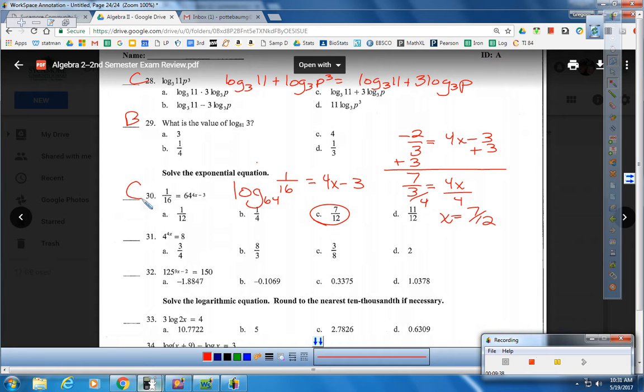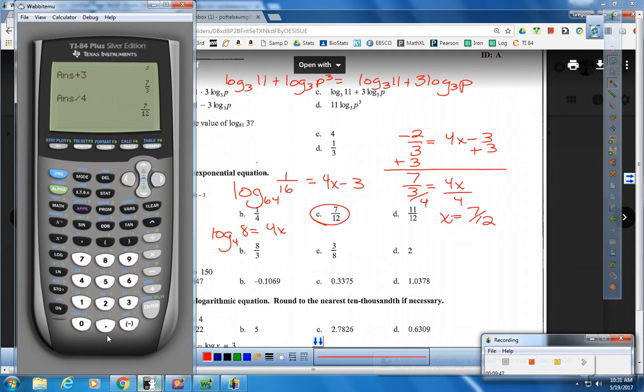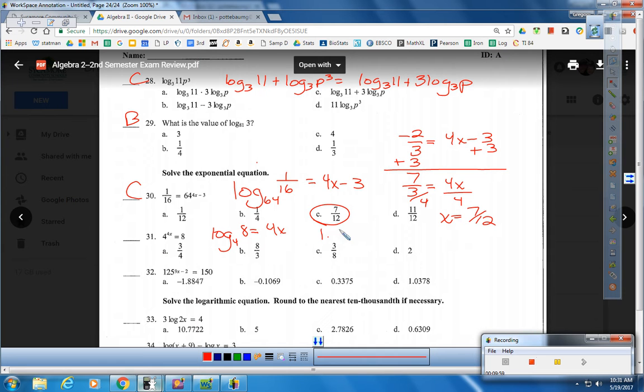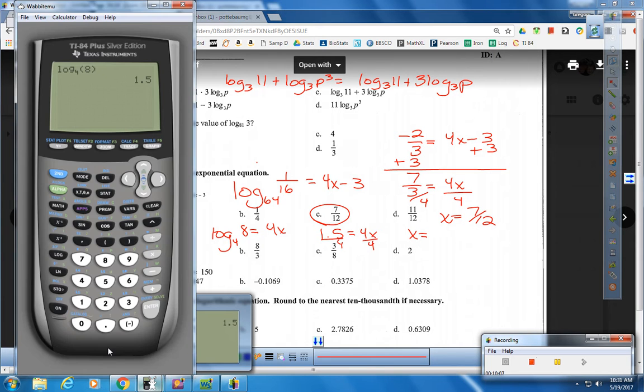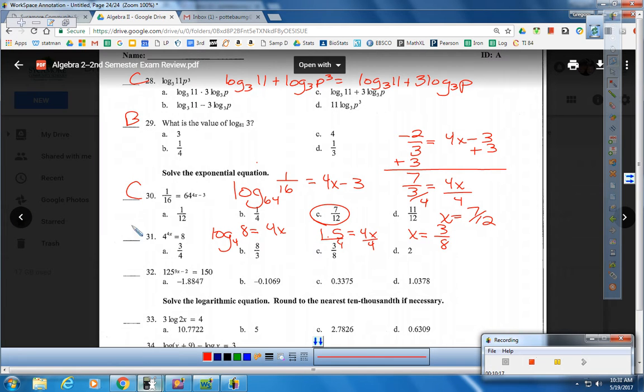All right, same thing for this one. Log base 4 of 8 equals 4x. So we have to figure out what the log base 4 of 8 is. So let's clear that out. Math, log base 4 of 8, that would be 1.5, so I would say 1.5 equals 4x. I would divide that by 4, and I would get x is equal to, so let me divide this by 4. It looks like all my answers are fractions, so I want to change that to a fraction. So it's 3 over 8. So x is 3 over 8, which is again C.